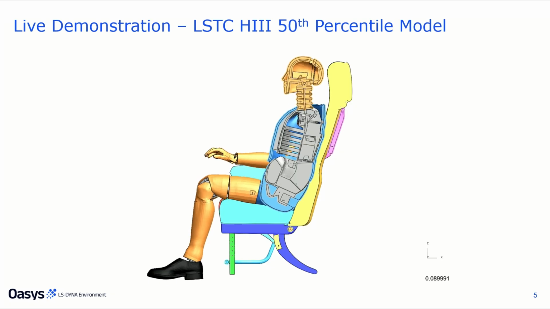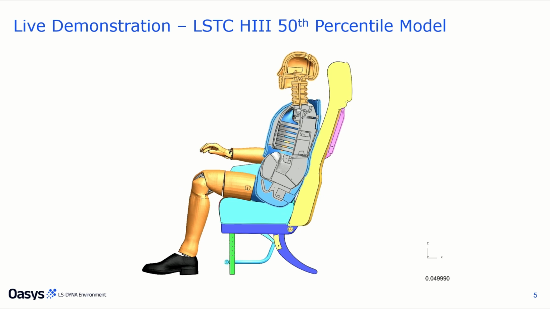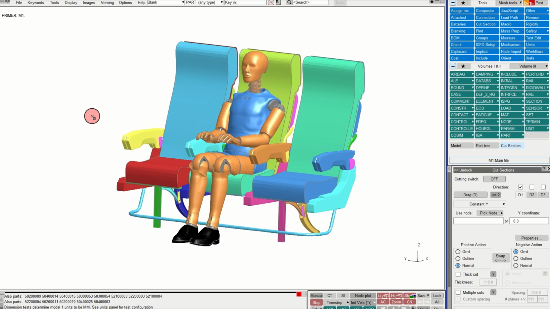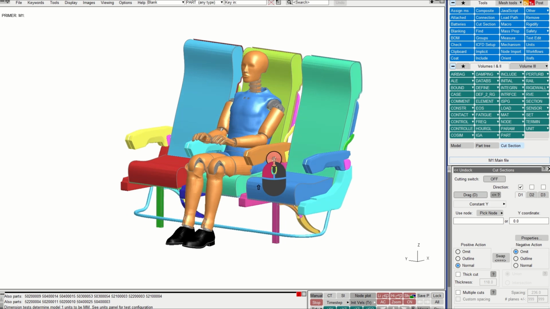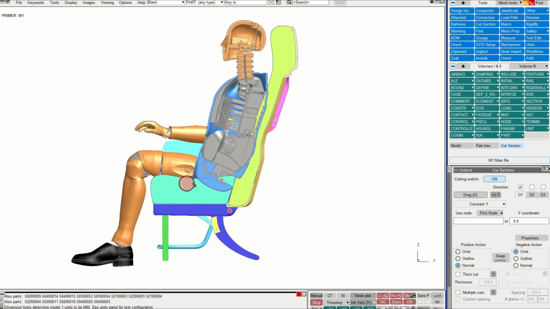We will now go through a live demonstration of setting up a seat squash analysis using the LSTC-H3 50th percentile dummy model. What we have on screen here is a dummy that has already been positioned relative to these aircraft seats. If we turn on the cut section and look at the side view, you can see that the back foam and the bottom foam essentially penetrate the dummy model. So we're going to use the seat squash analysis to try to remove all these penetrations.